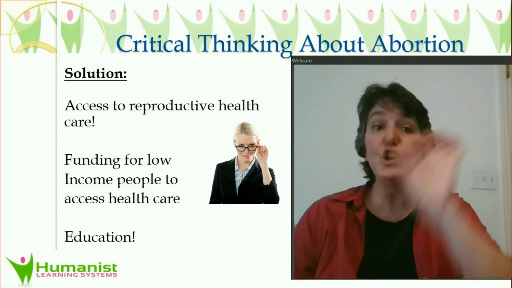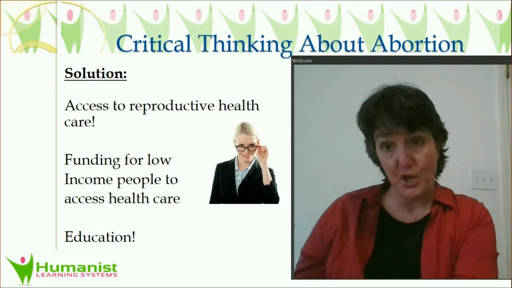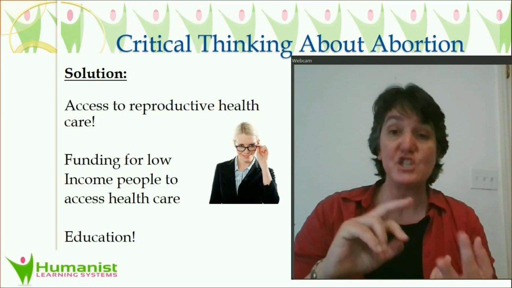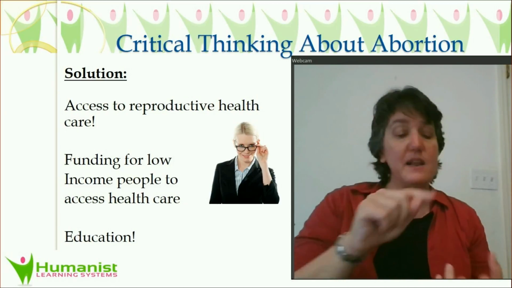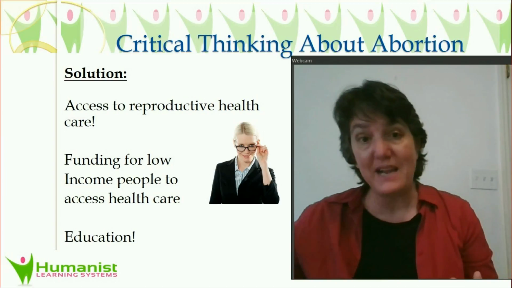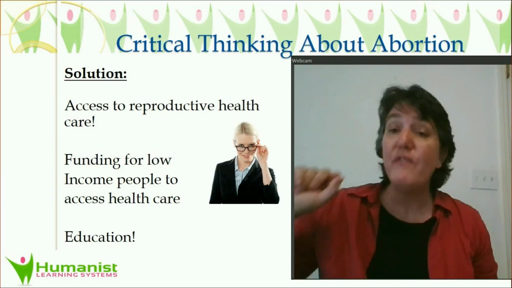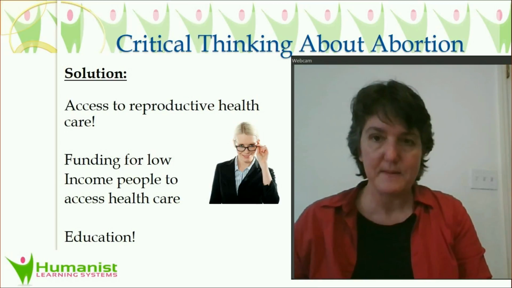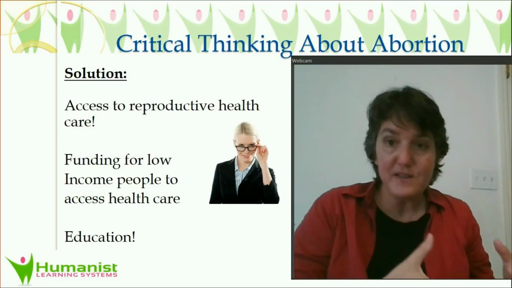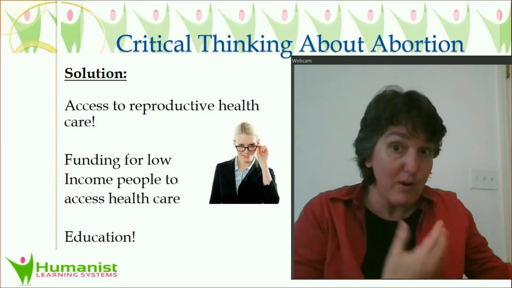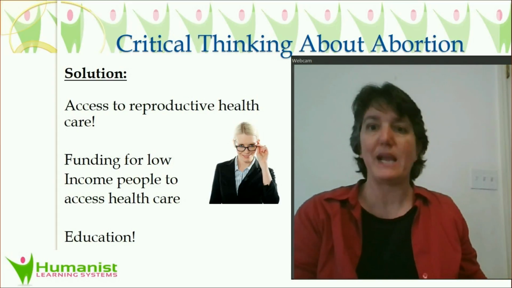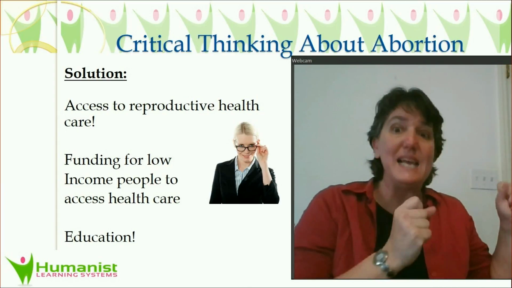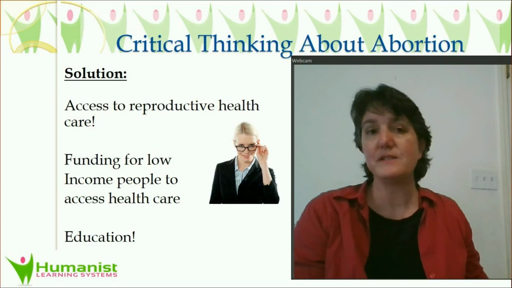Funding for low-income people to access health care and specifically reproductive health care. Again, if 75% of abortions are occurring to low-income women, then it makes sense to give these women access to the health care that they need and the preventative services they need so that they don't find themselves in positions where they're having unwanted pregnancy. And the third part is education, because there are people who were never taught how a baby is made. All right, as shocking as that is to anybody who's watching this video, it happens. There's people who are not educated on this.